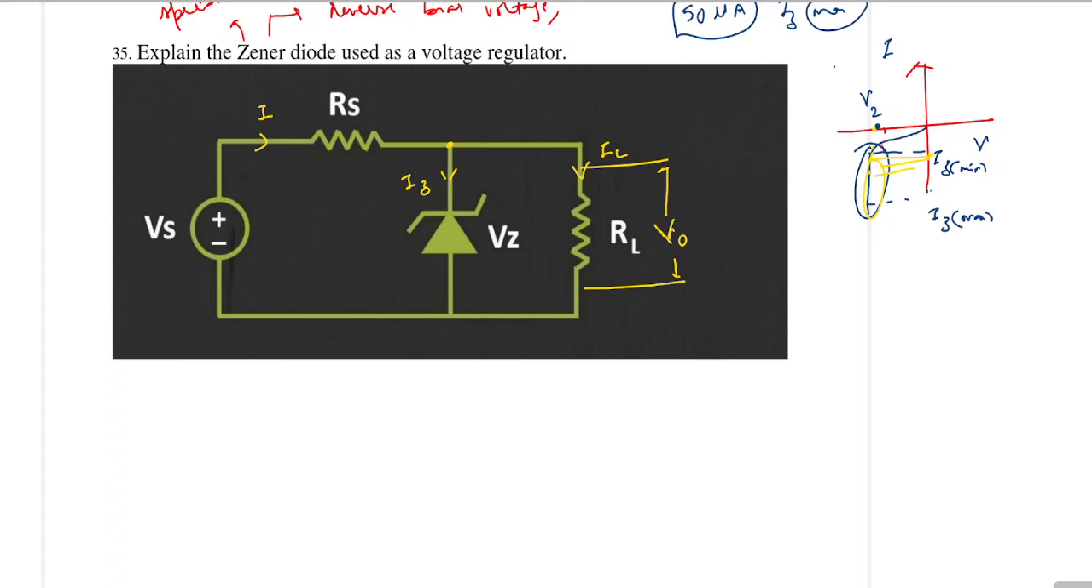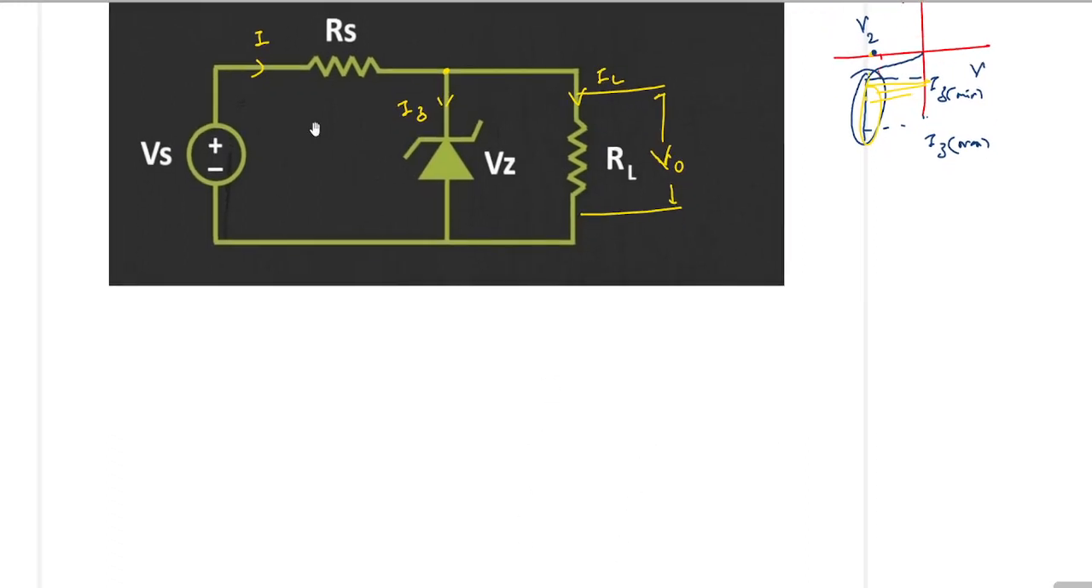Since the load and the diode are in parallel combination, the voltage drop across the diode is what appears across the load. So we need to keep this constant. To understand this, we'll take a case where suppose Vs increases, that is the power supply suddenly increases. Then if Vs increases, the current also will increase.